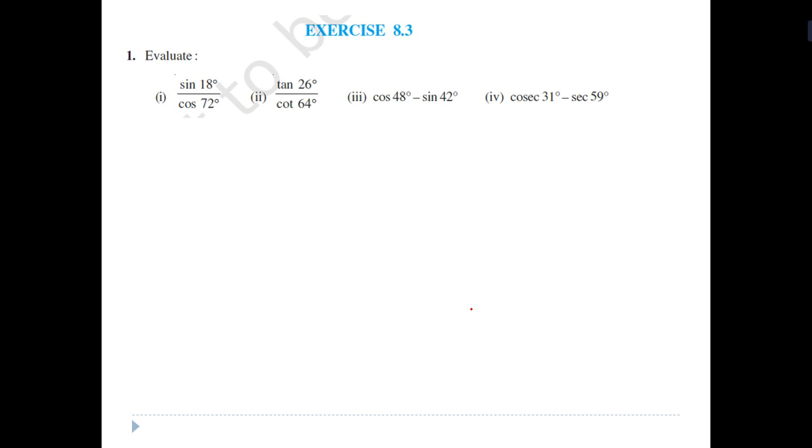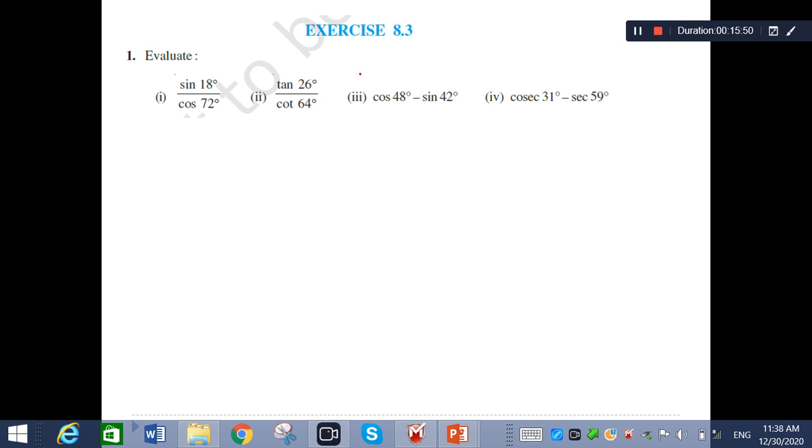Now we go for exercise, that is exercise 8.3. In exercise 8.3, there are 4 sums, and out of 4 I have to solve any 2. So I will solve these.